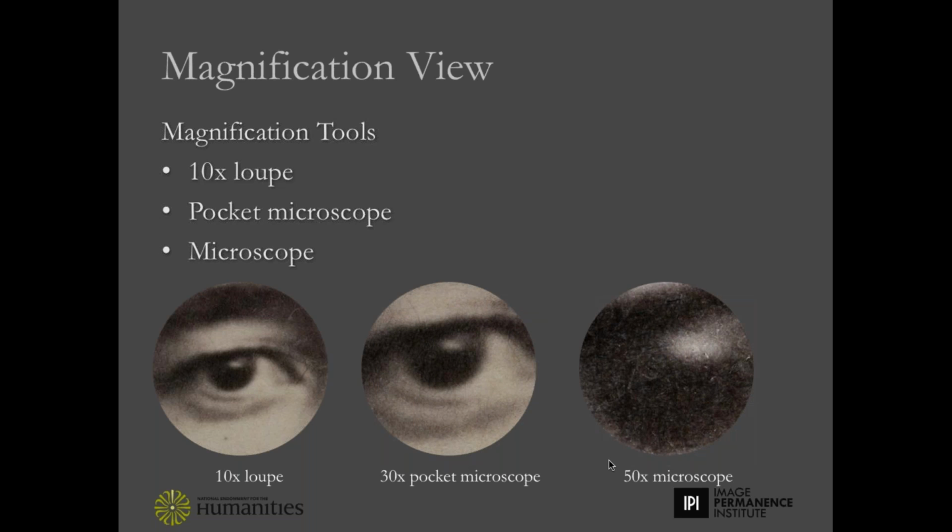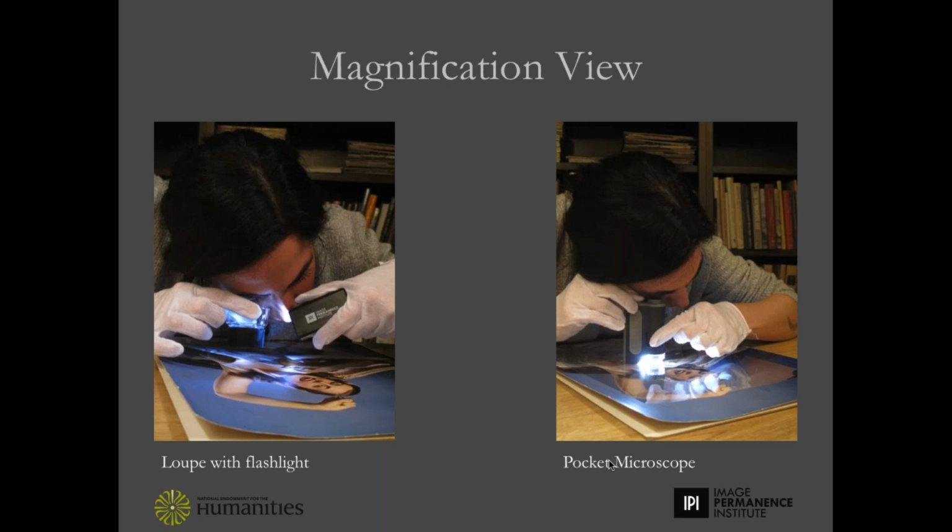The microscope can give higher magnification. This image is about 50 times magnification, or 50x. Again, a good pocket microscope can get to this level of magnification. You only really need 50x. Anything higher than that is really too high usually.